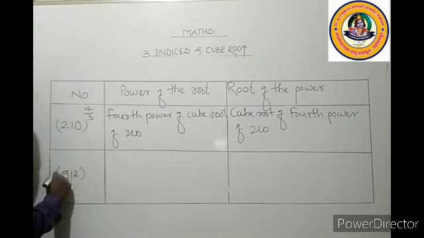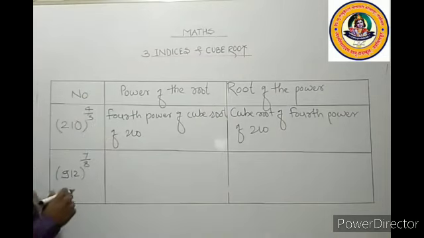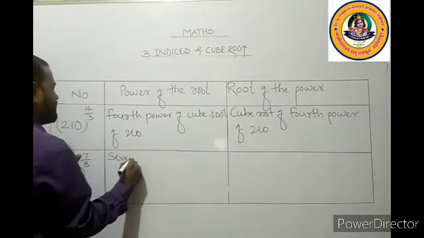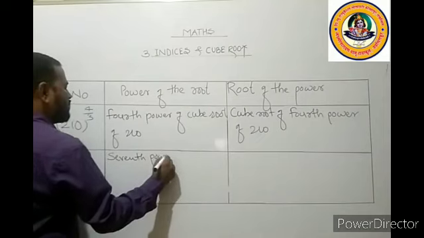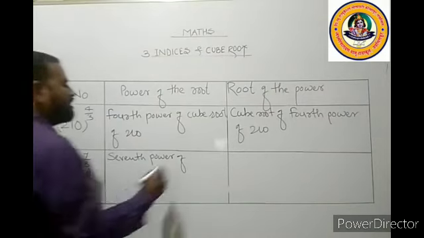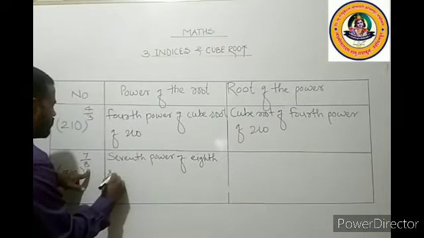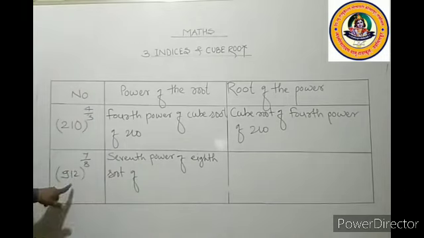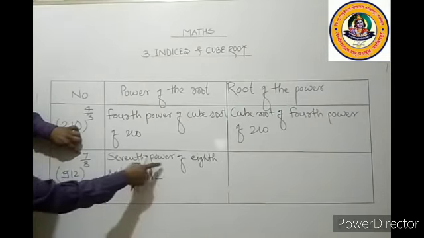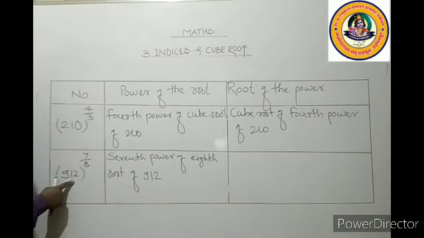We take another example, 912 raised to 7 by 8. By the first method, start with the power. It's the 7th power of the root, which is 8th, that is the 8th root of the base 912. So it is the 7th power of the 8th root of 912.